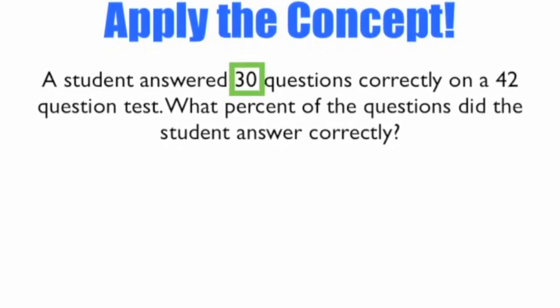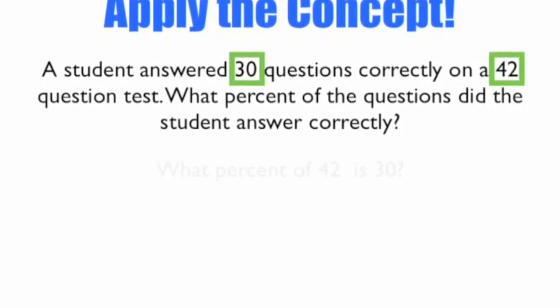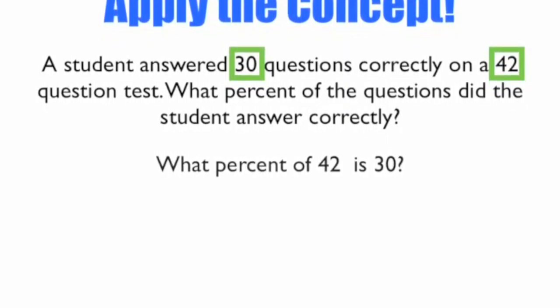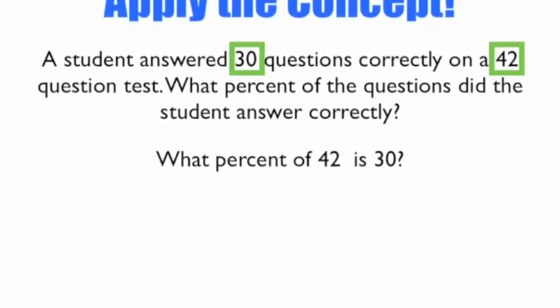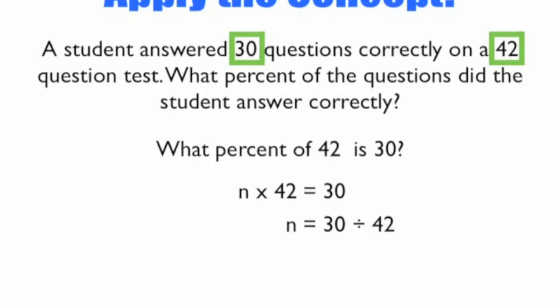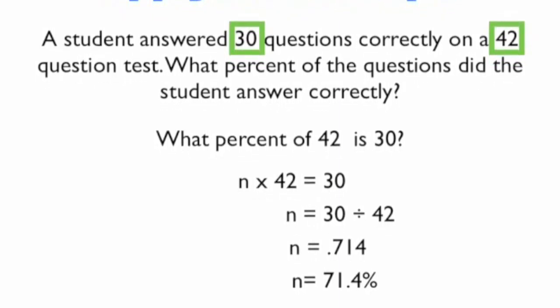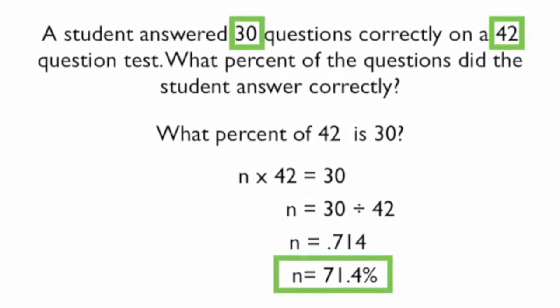From the numbers given to you in the problem, you can ask yourself, what percent of 42 is 30? Again, using the keywords of and is, you can write your equation, which is n times 42 equals 30. Next, divide each side by 42 to give you 0.714. Multiply by 100 to give you 71.4%.